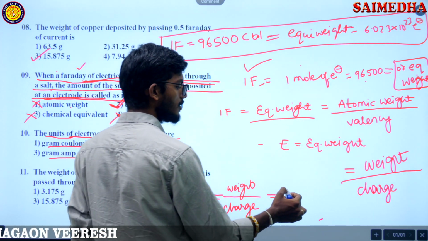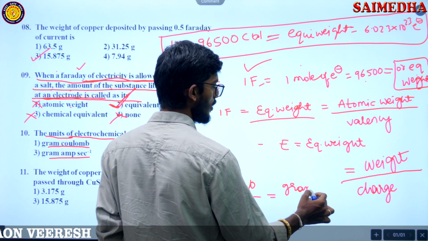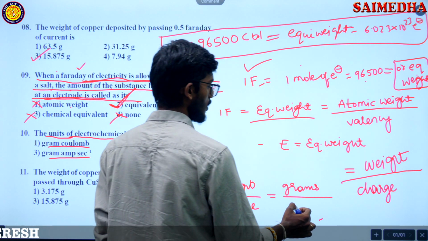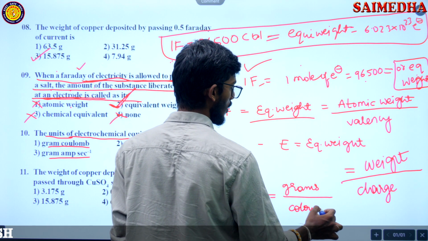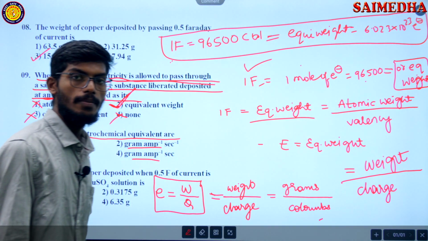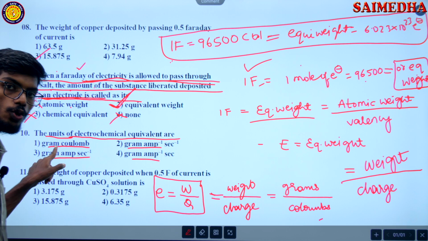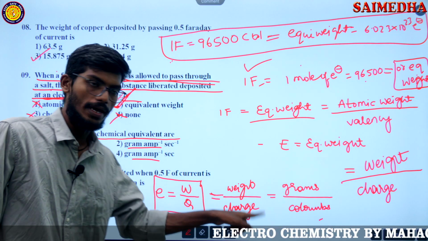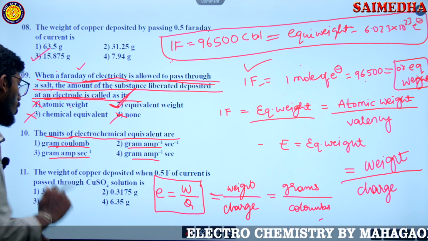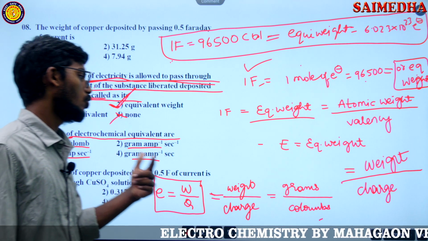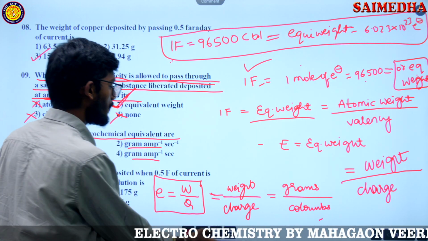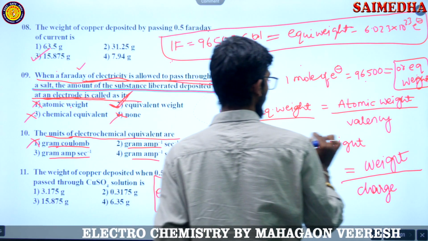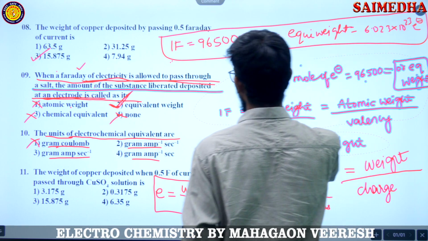So weight, which is grams, by charge. Charge units are what? Coulombs. But if you see here, gram into coulomb is there. We need gram into coulomb inverse, that is 1 by coulomb. So this is not there. Wrong. And coulomb is not there anywhere. Then what to do, sir? See, I am erasing this, guys. If possible, make a note of it clearly.